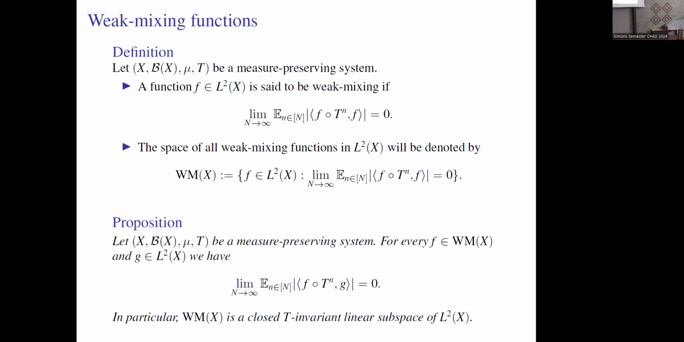Okay, and here we have another concept, weak mixing functions. We say that a function in L2 is weak mixing if this condition holds, if this converges to zero. And the space of all weak mixing functions will be denoted by W. And it turns out that the space of all weak mixing functions is an invariant linear subspace of L2. So it is not obvious that this is a linear subspace of L2.